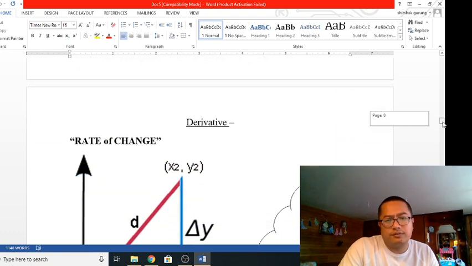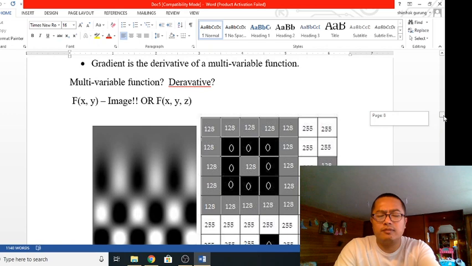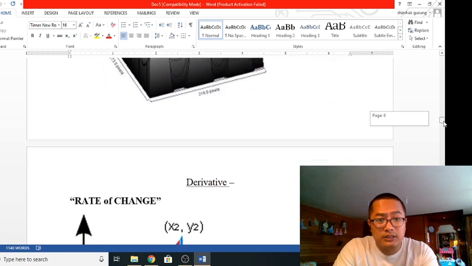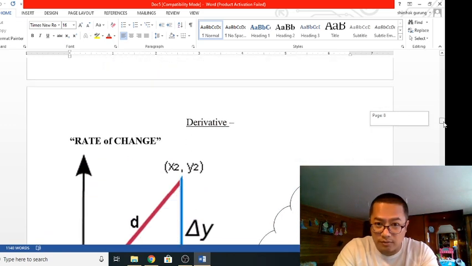So then what is a derivative? Now we know what a multivariable function is. A multivariable function is any function that has more than one variable. An example is an image. What is a derivative? A derivative is rate of change.